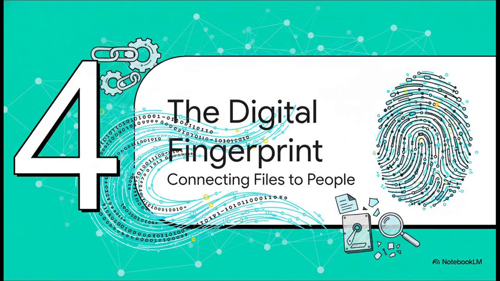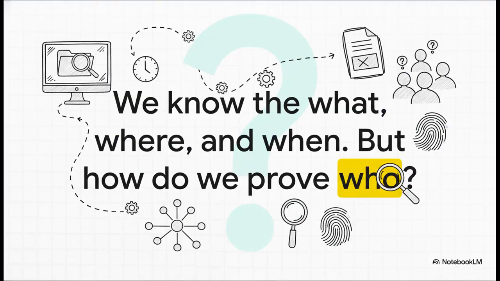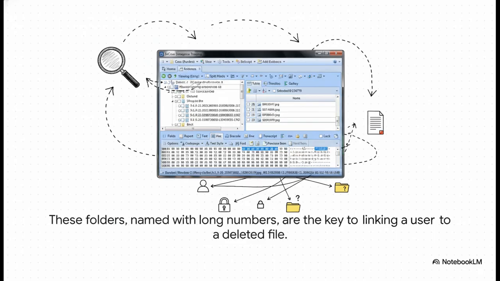This is where we find the digital fingerprint. Just think about it for a second. On a shared computer at home or in an office, anybody could have deleted that file. So how can an examiner say with certainty that it was one specific person and not another? The answer is hiding in plain sight. When an investigator looks inside the recycle bin directory, they don't just see files. They see these folders. And those names, which just look like a bunch of random numbers, are actually some of the most important clues on the entire computer.